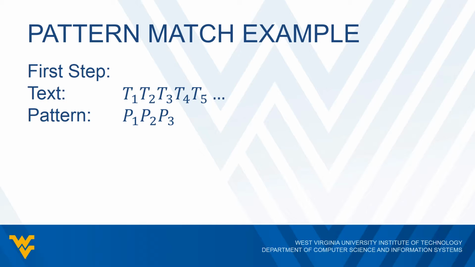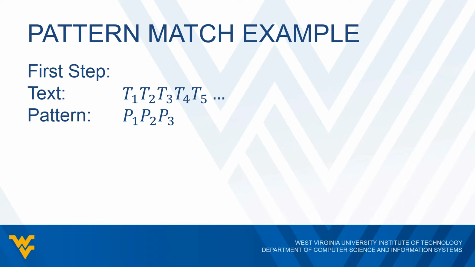In our first step, we would have our text lined up, and then we would have our pattern set up as we see, where we would start at the very beginning of our text. So here we would check to see if T1 and P1 are the same character, if T2 and P2 are the same characters, and T3 and P3 are the same characters. If so, we have a match. If not, then we don't have a match.